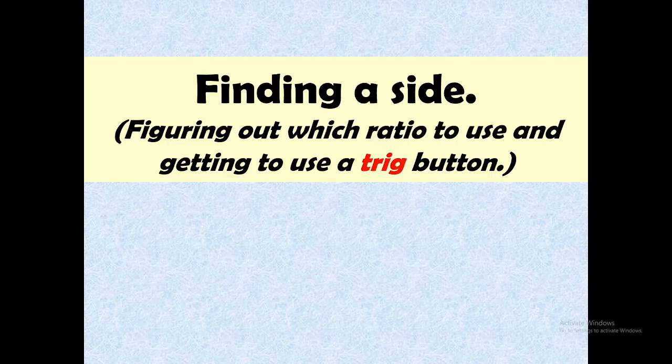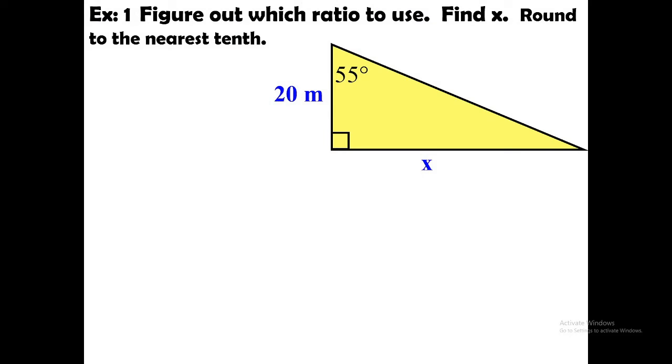Now, finding a side this time, figuring out which ratio to use and getting to use trig. Okay, let's have this one. You are given 20, you are given 55 degrees, and you are given x. Find out which ratio to use and you find x. Now, with reference to this angle, what is 20 and what is x?